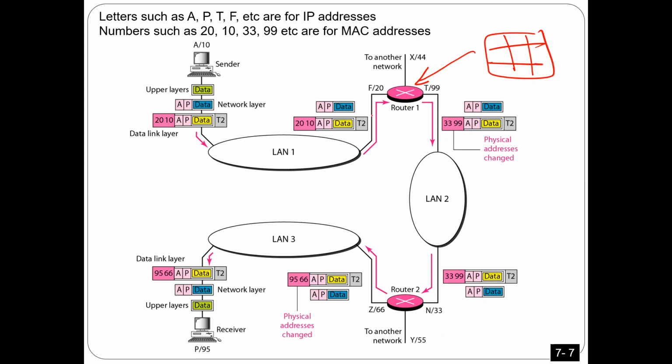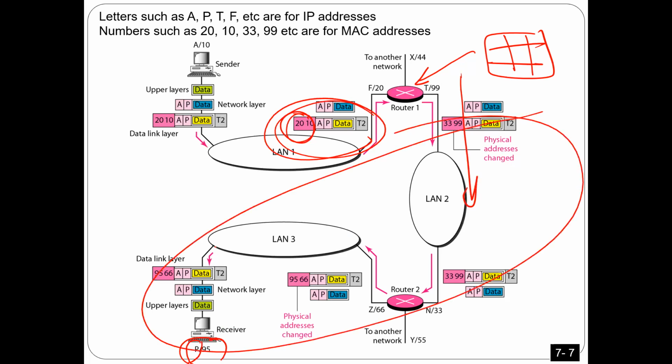What happens when I receive a message? I look at the destination. The destination is computer B here. Here, I just use the letters A, B, T, F for IP and numbers for MAC, just for explanation; in reality, both of them are numbers. After I receive a message, I look at my table. It should be written in my table: if you have a message for computer B, it has to go this way.